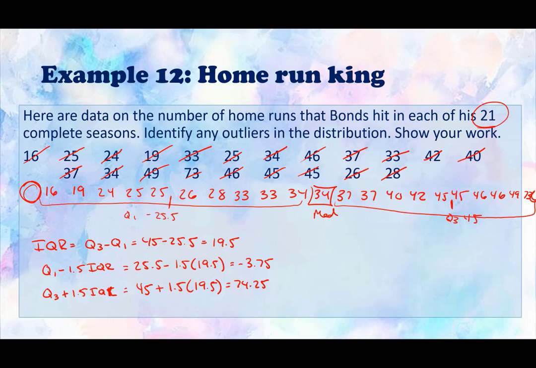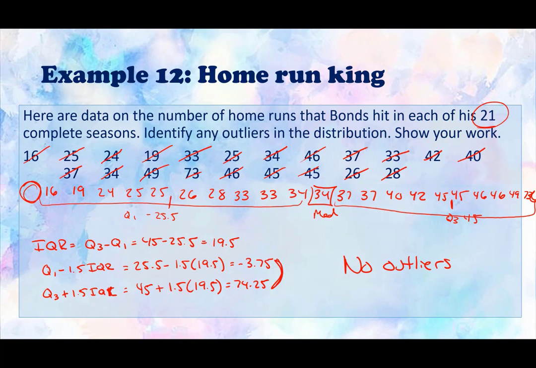If we had like a 76 on here instead of a 73, 76 would be an outlier. But because there's nothing that falls outside of these ranges here, from negative 3.75 to 74.25, that means that there are no outliers. Now, there can be a lot of outliers, just this example doesn't have any. So just be careful. We'll see other ones that do have outliers in the future examples.